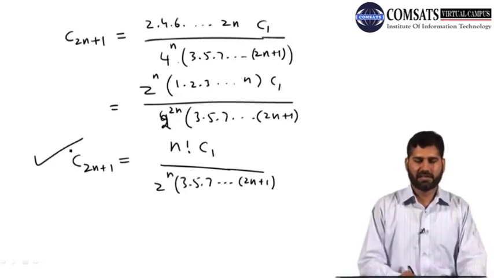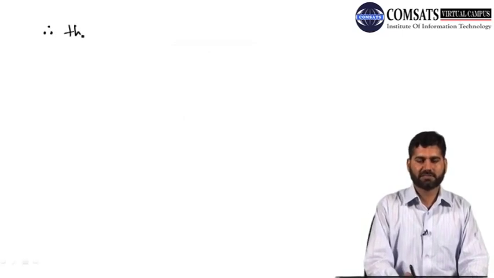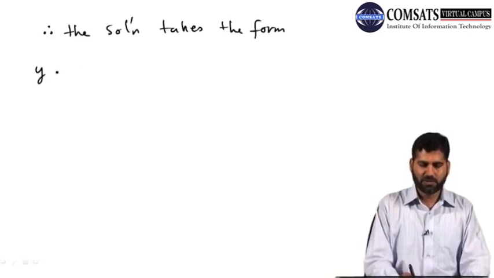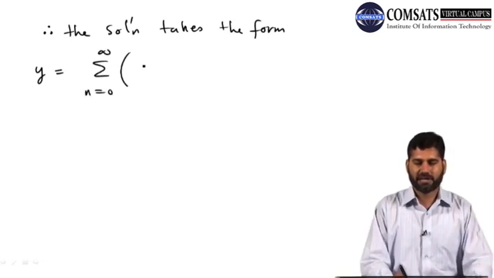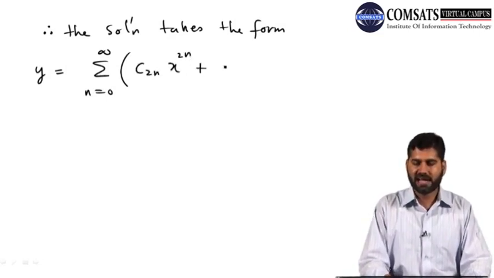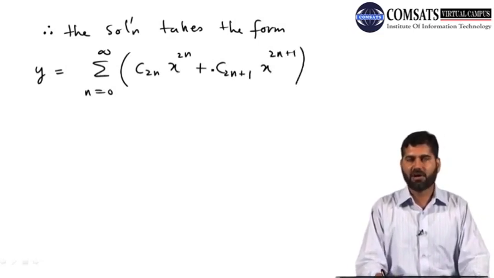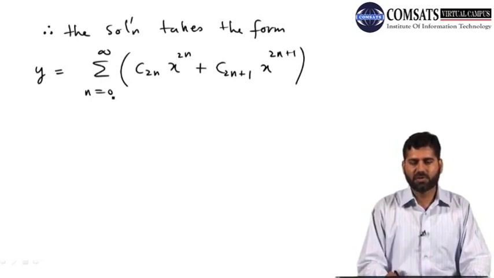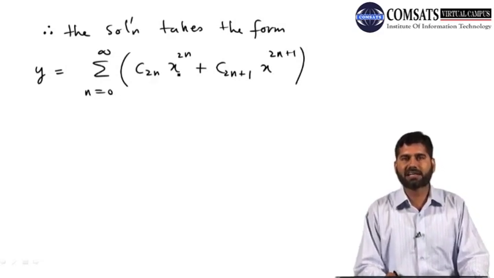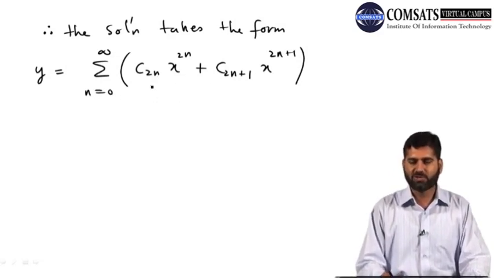All right, so what will be the solution then? So therefore, the solution takes the form y is equal to sum as n goes from 0 to infinity, but now I have to write C2n x to the power 2n for even coefficients, and C2n plus 1 x to the power 2n plus 1 for odd coefficients. If you take n is equal to 0, you will get C0 plus C1x. If you take n is equal to 1, you will get C2x square plus C3x cube. So you are getting 2 at a time.